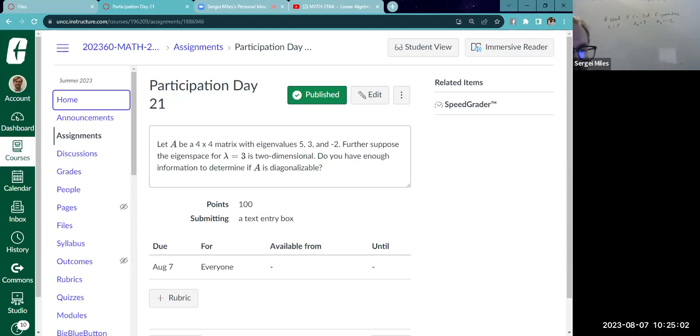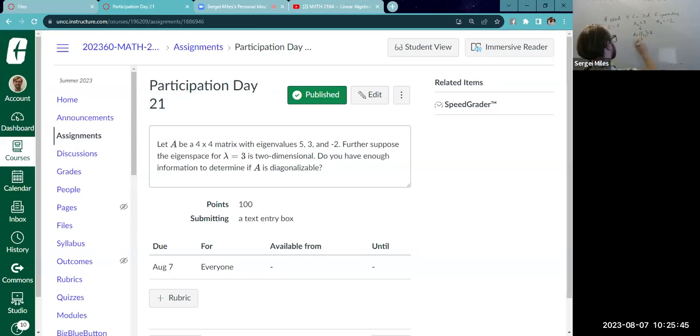Well, that means each one of those eigenvalues can give me at least 1 linearly independent eigenvector. There has to be a non-zero vector that makes that happen. So right now, I have at least 3 linearly independent eigenvectors, which is almost enough, but not quite. All right, what else do they tell us? Furthermore, suppose the eigenspace for lambda equals 3 is 2-dimensional.